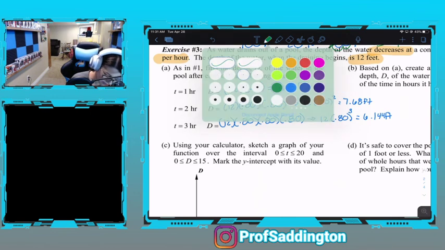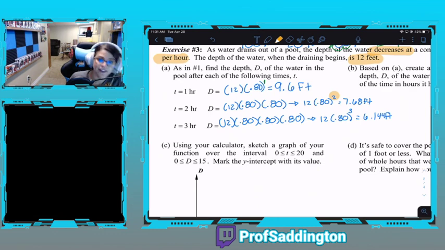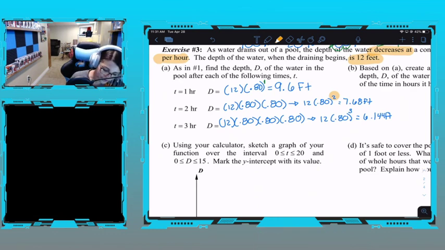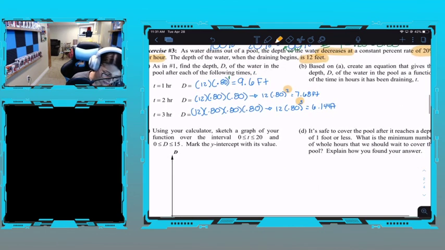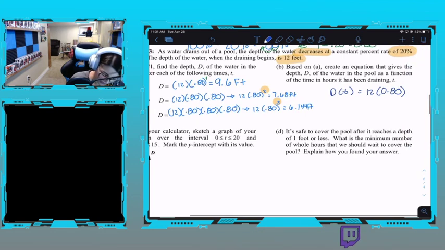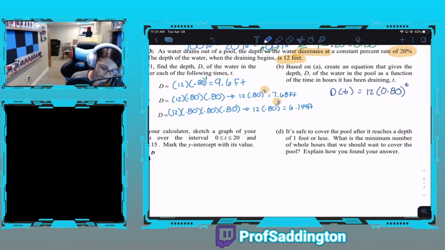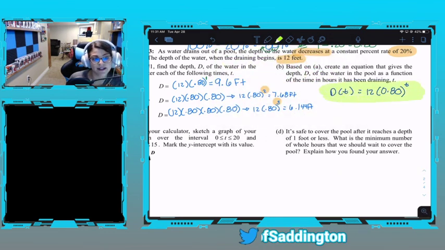So just like before, the exponent is representing the amount of time. And that first one we didn't write it, but technically there's a little 1 there. When it was 2 hours, we saw that the exponent was 2. And when it was 3 hours, we saw that the exponent was 3. So if I wanted to generalize this as a formula, I could do d of t equals that original 12 times 0.80 raised to the t. And again, you're going to want to make sure you have this written down because you will be expected to write some equations like that in Khan Academy. That's due on Thursday.